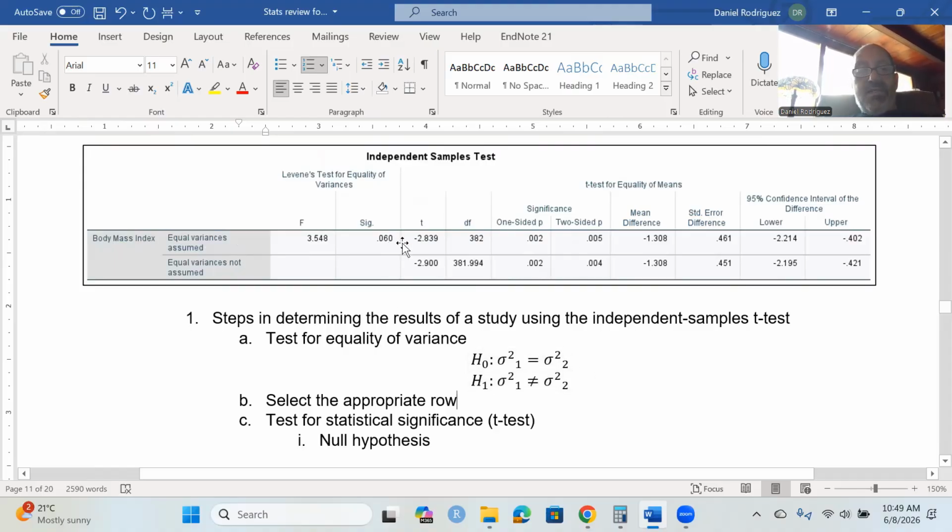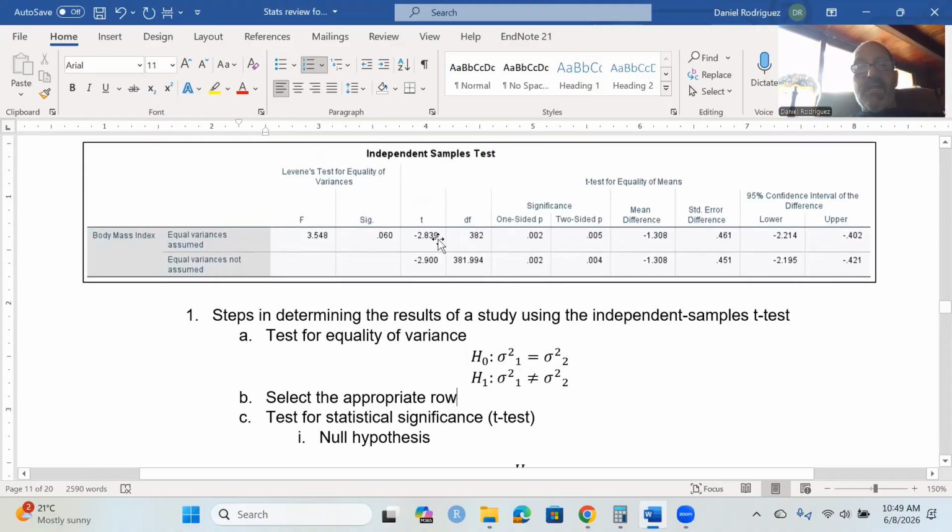Okay, so now we move on to the t-test, and these are our t-test results. So here's our t-test value, minus 2.839, and they're pretty similar. Degrees of freedom are different because of the different calculations. For the test assuming equality of variance, we just add the sample sizes together and subtract 2 from it in this case, right? And then here are our p-values. Depends on whether you have a 1 or a 2-tail test.